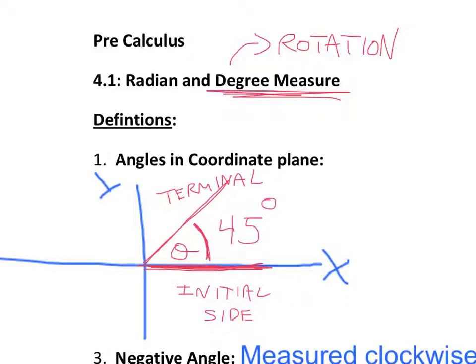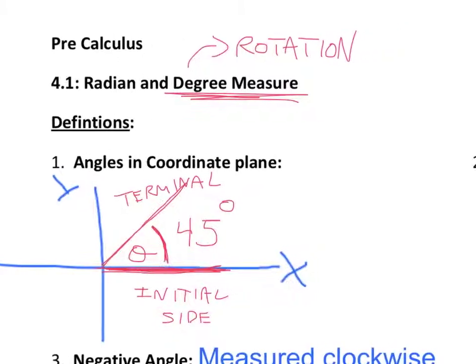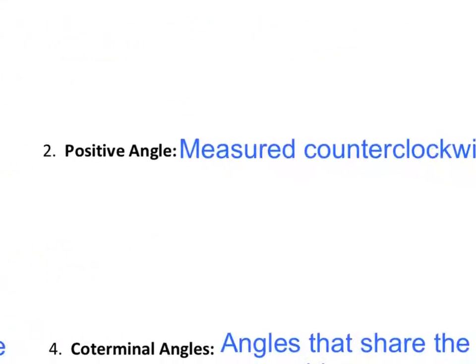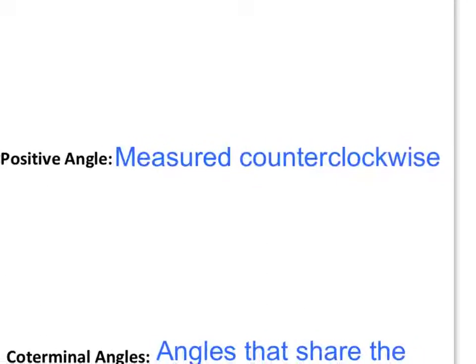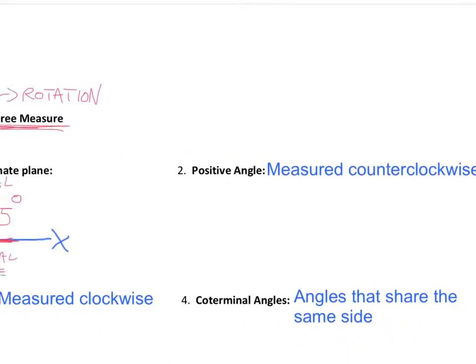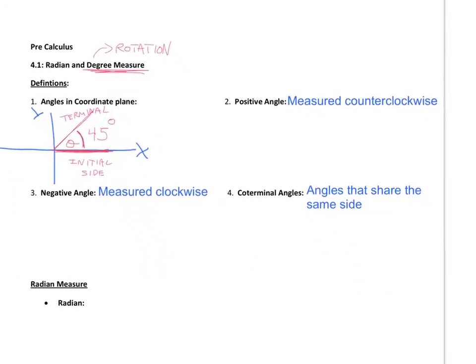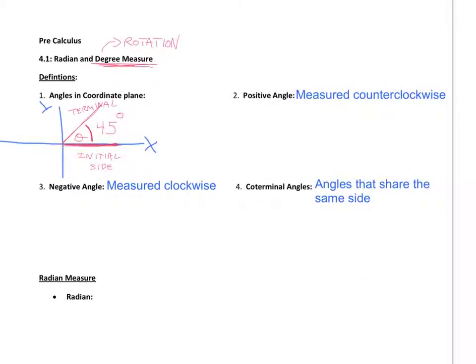Okay, let's move over to the second definition. When you measure positive angles, you measure counterclockwise. So make sure to take that down. Let's make this a little bit smaller so you can see everything. So it makes sense. When I go this direction, I'm going counterclockwise, and I measure it to be positive 45 degrees.